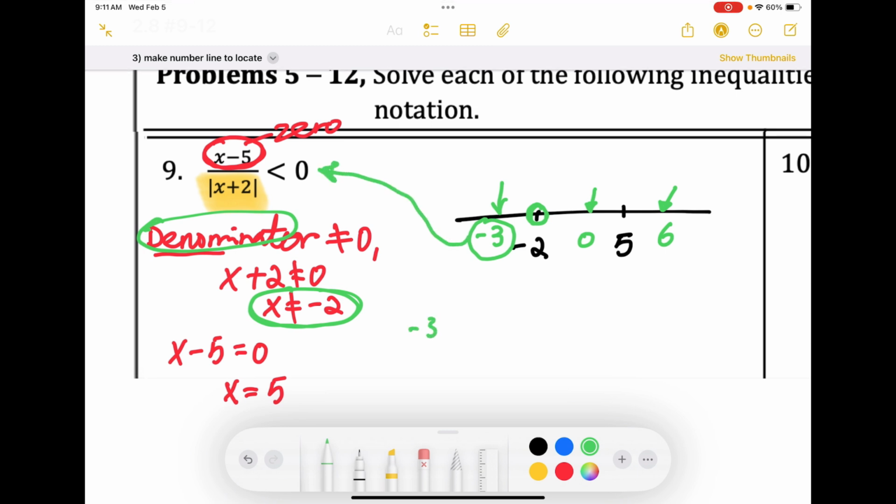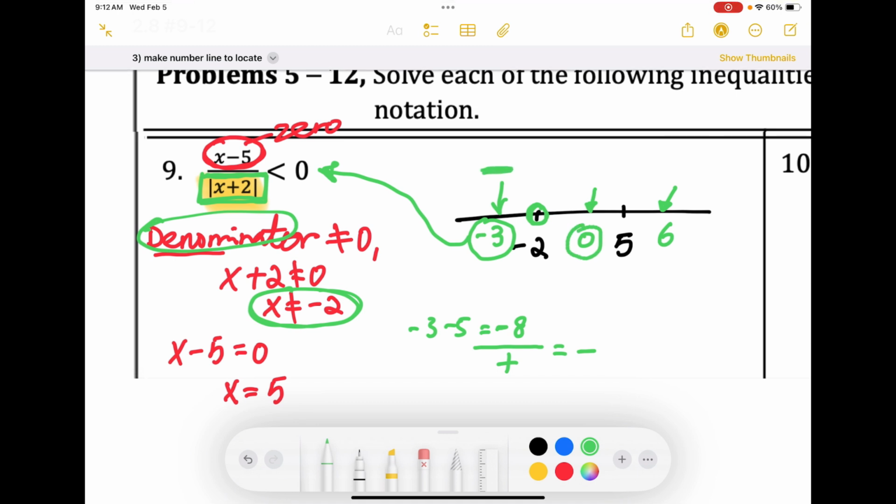So -3 minus 5, I got -8, that is a negative number, over, now activate your eagle eye, because my denominator is an absolute value, guaranteed. What number I plug in, my final answer will be a positive number. So I got a negative number divided by a positive number, my final answer will be a negative number. So I got my sign, it's negative.